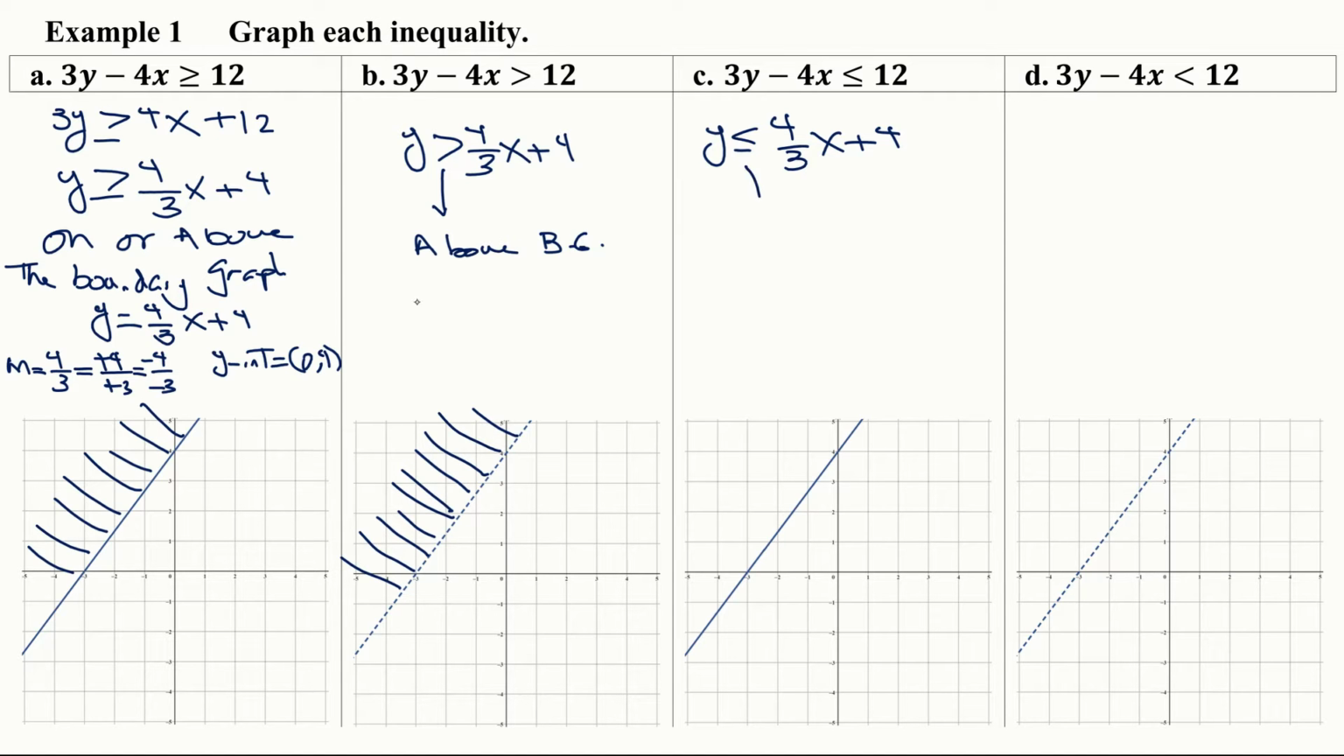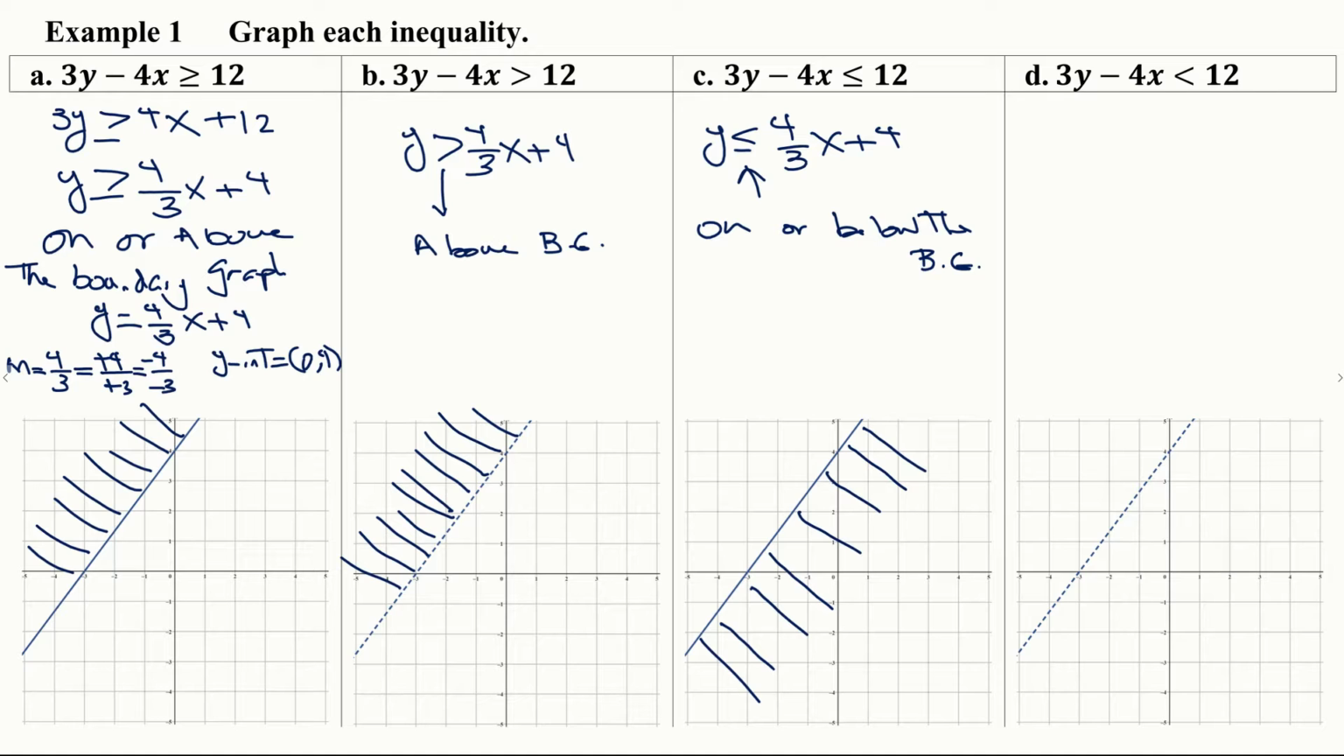So when you see that, that means you're going to be interested in the points in the plane that are, because of the equal on and because of the less than, on or below the boundary graph. So we already have the solid line here. So we're going to just shade the part below as well. All right, so that would be the graph of the solution set of this inequality.